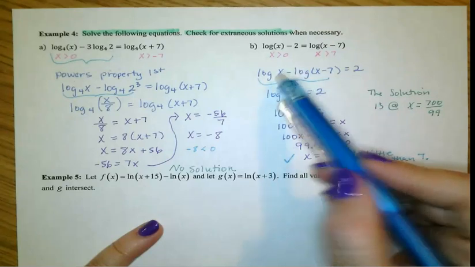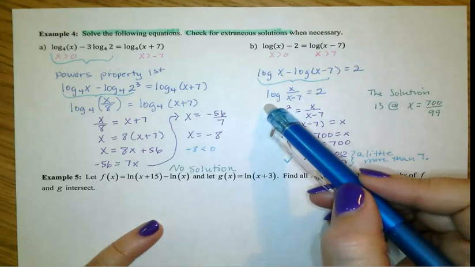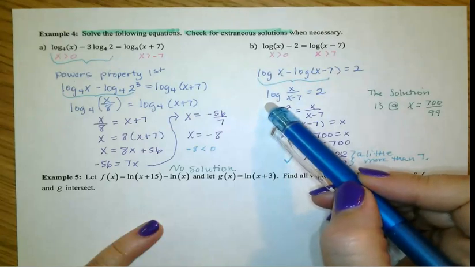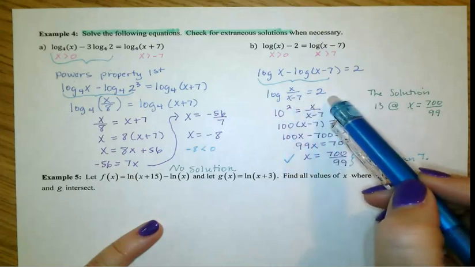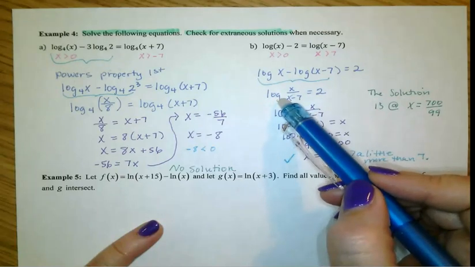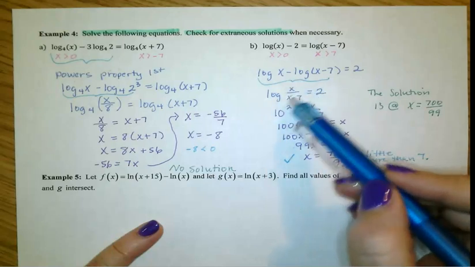So it's the first one divided by the second one. So I have log base 10 of x over x minus 7 equals 2. So now I have form 1, which is one log with one base, so I can change it to its equivalent form. So 10 to the 2 equals the argument.